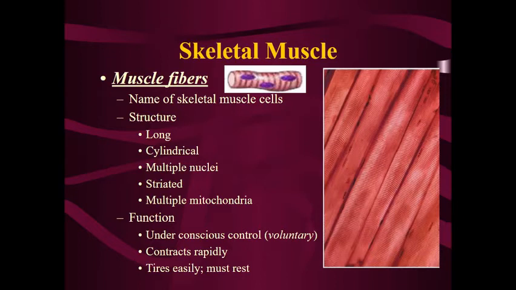It's striated or striped and contains multiple mitochondria so that it has the ability to produce lots of energy. The function, they are under conscious control, meaning they are voluntary. They contract rapidly, so a very fast contraction rate, but they also tire easily and they must have a rest period to regain their full function.